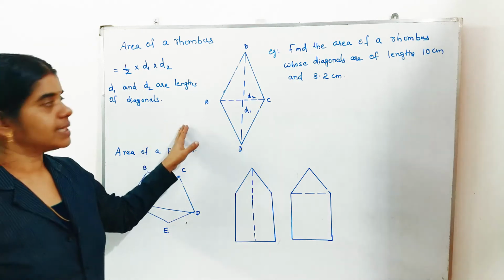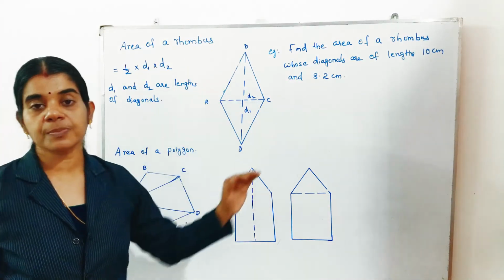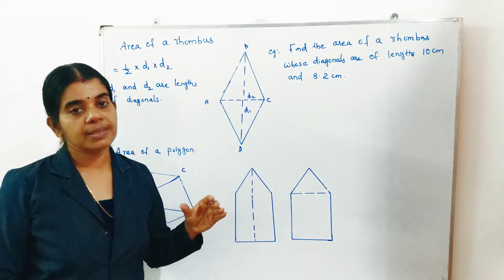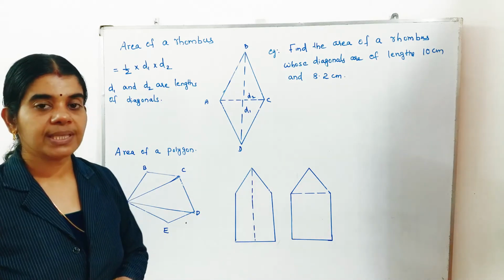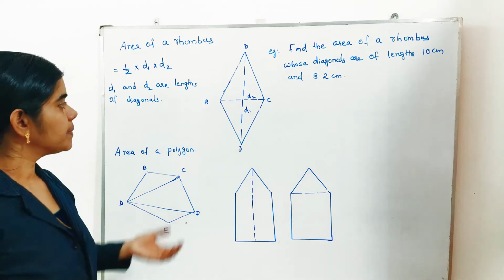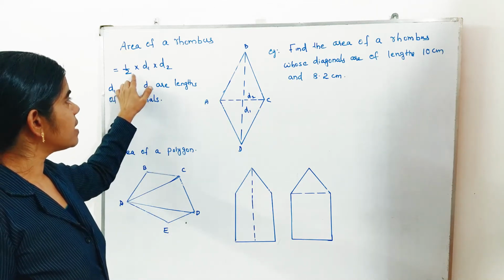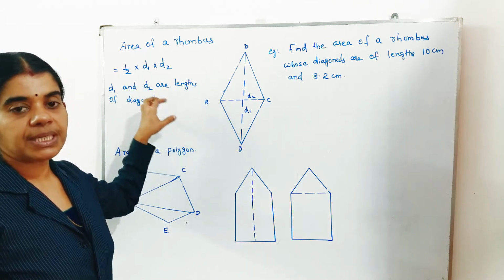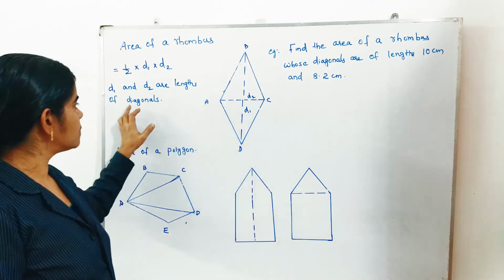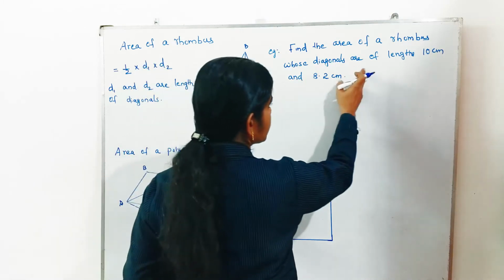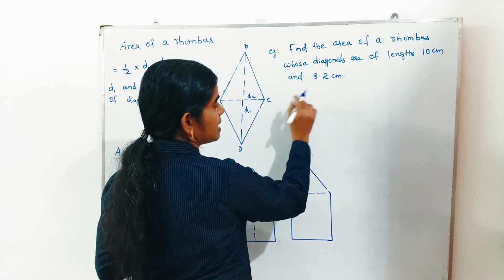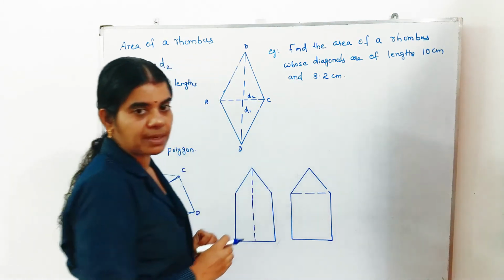Next we are finding the area of a rhombus. Rhombus means, you know, all the sides are equal and the diagonals are unequal. That will be the rhombus. Its formula is half into D1 into D2, where D1 and D2 are the lengths of the diagonals. Then find the area of a rhombus whose diagonals are of length 10 cm and 8.2 cm.